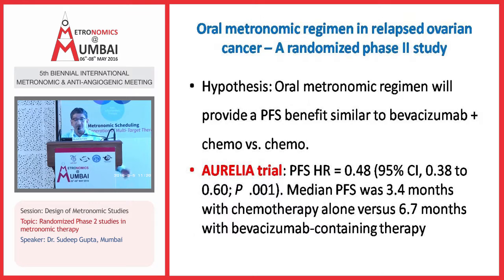So, the hypothesis here would be that the oral metronomic regimen will provide a PFS benefit similar to Avastin plus chemo versus chemo, and that is the Aurelia trial. The hazard ratio was 0.48 for PFS in favor of Avastin, and the median PFS was 3.4 months versus 6.7 months for the addition of Avastin to chemotherapy.